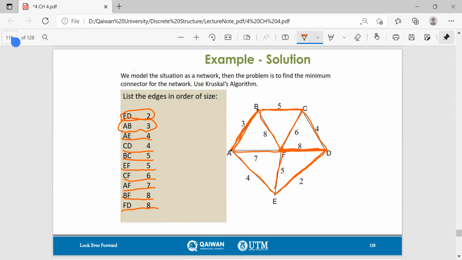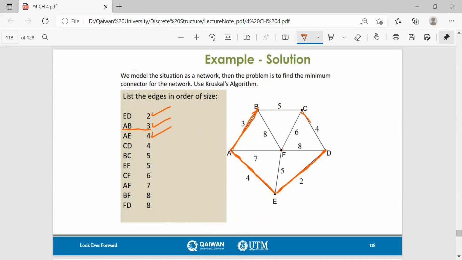Now, let's see which one we should choose and which one not. The first one, ED, doesn't make a cycle, so we add this one. Then the second one, AB, we add this one also because it doesn't make a cycle. Then AE. Does it make a cycle? No. So we take this one also. Let's add it.